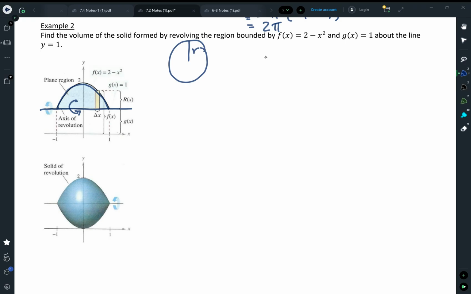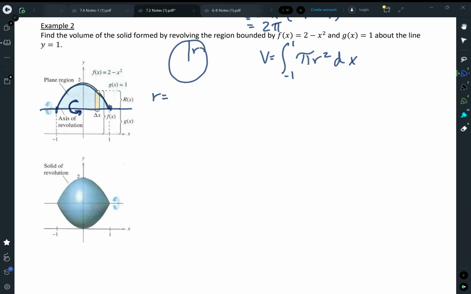So I know I'm going to be integrating, in this case, from negative 1 to 1. We're going to have a pi r squared, and then we're going to have dx. That's because I'm integrating around my x-axis. I'm going from here to here. But we've got to think about what is that r.